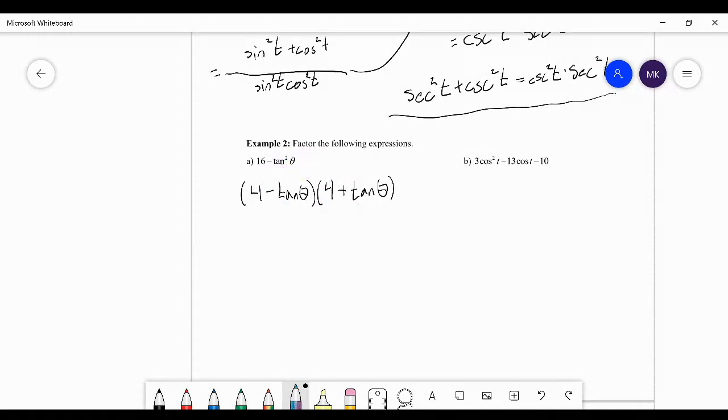If you're curious more about the difference of squares, feel free to look up a separate video. There's a lot out there. You should be able to recognize the difference of squares and very quickly factor those out.